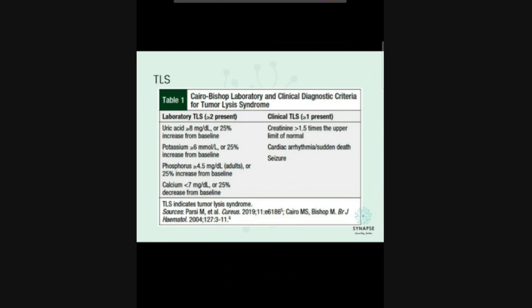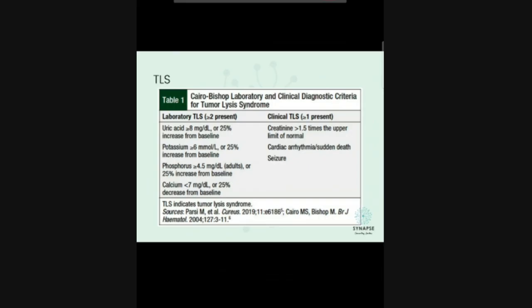Laboratory criteria: uric acid, when it is more than 8 milligrams per deciliter, hyperuricemia, or more than 25% increase from baseline. Potassium more than or equal to 6 milliequivalents per liter, or 25% increase from baseline. Phosphorus more than or equal to 4.5 milligrams per deciliter, or 25% increase from baseline. Calcium less than 7 milligrams per deciliter, or 25% decrease from baseline.